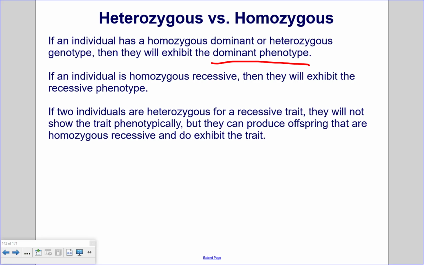If the individual is homozygous recessive, they will exhibit the recessive phenotype, because there is no dominant allele, it's not present, so now we see the recessive phenotype. If two individuals are heterozygous for a recessive trait, they will not show the trait phenotypically, but they can produce offspring that are homozygous recessive and do exhibit the trait. If some of the offspring just happen to not receive the dominant allele, they just receive one recessive allele from each parent, the offspring could exhibit that recessive trait.